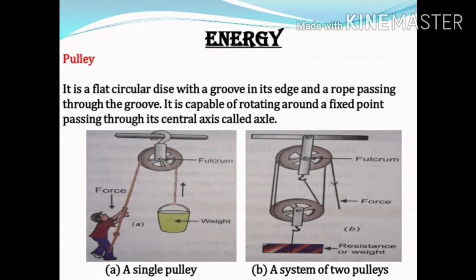Now, pulley. A pulley is similar to a wheel and axle. A pulley is a wheel with a grooved rim in the center. That is, it is a flat circular disc with a groove in its edge and a rope passing through the groove. It is capable of rotating around a fixed point passing through its central axis called axle. It is fixed on an axle.